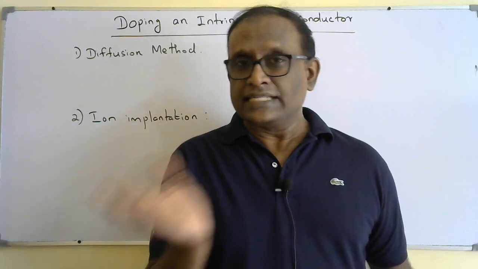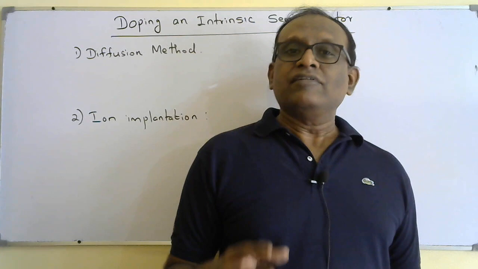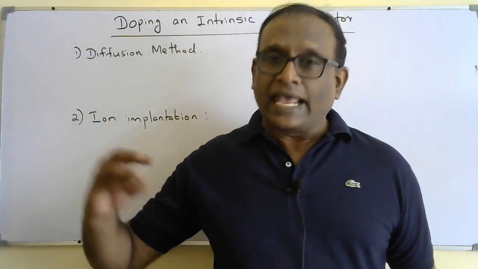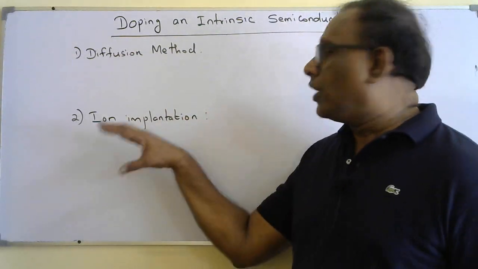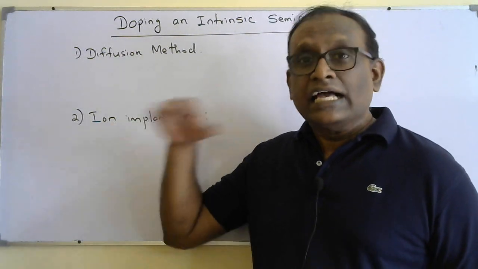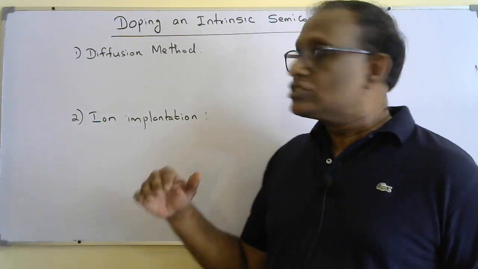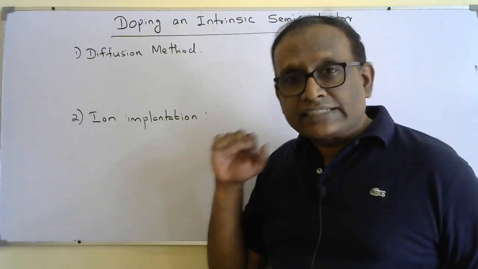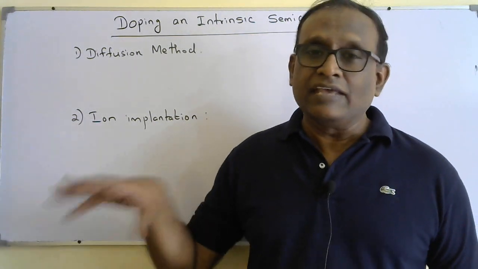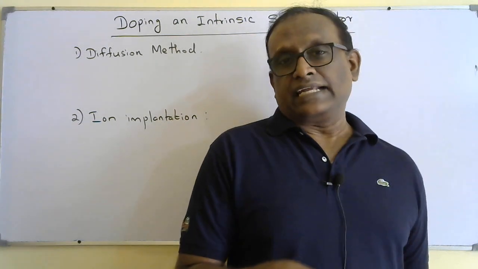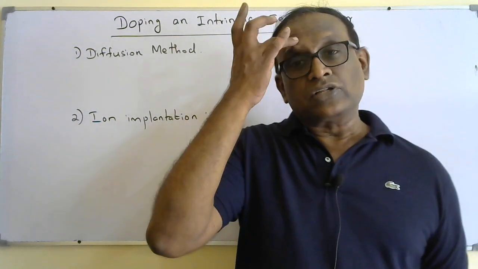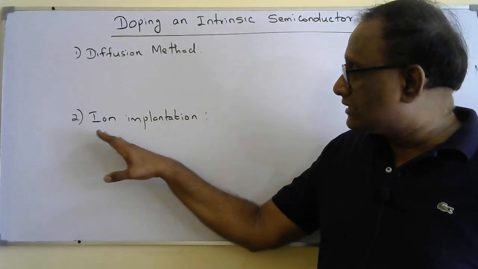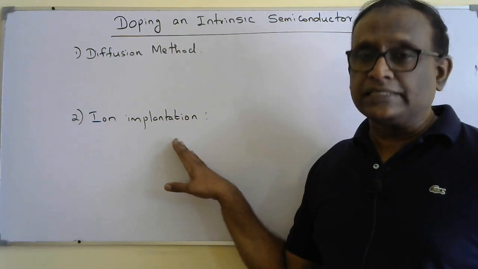The dopant, that is group 3 or group 5 elements, will be in the form of ions, and they will be accelerated by using a strong electric field, and they will bombard the semiconductor, which is in the form of wafers. When they bombard, they will penetrate into the semiconductor and become incorporated into it, right? So that's a method called ion implantation.